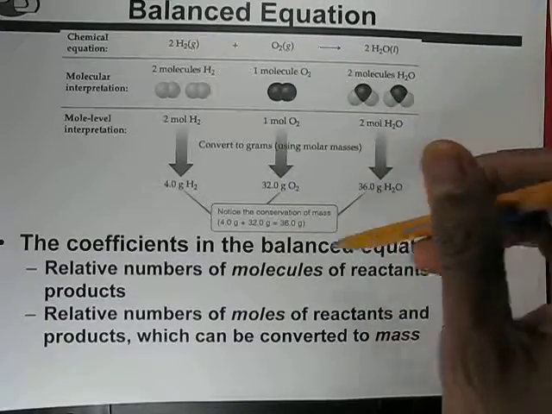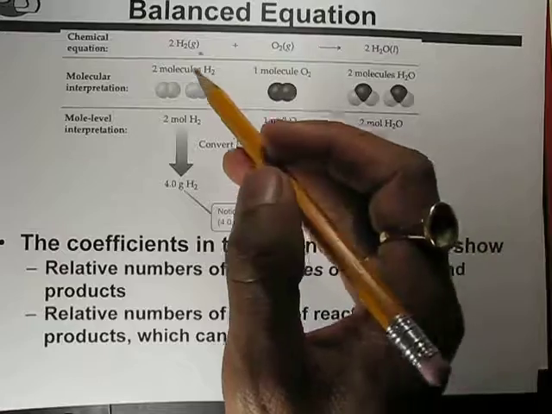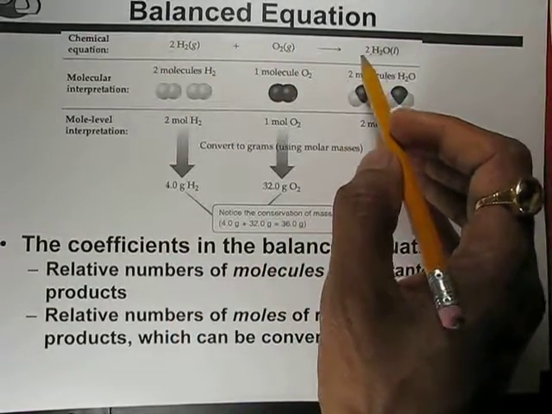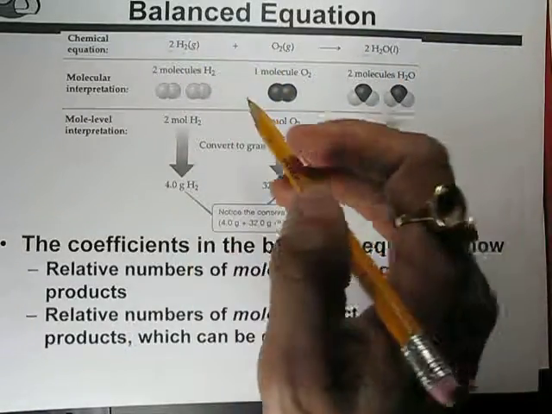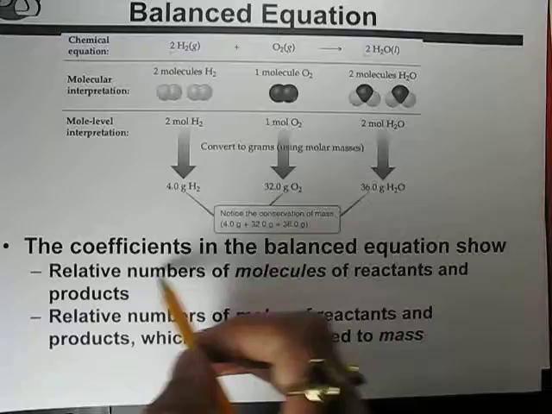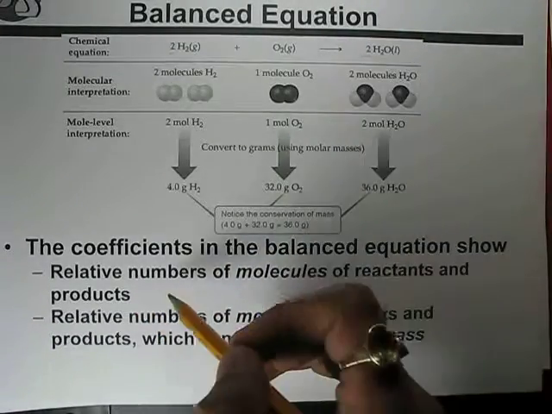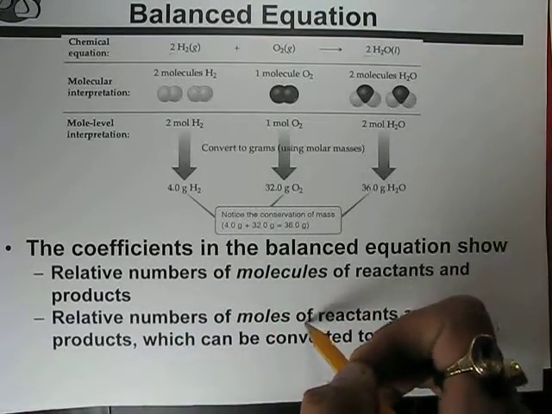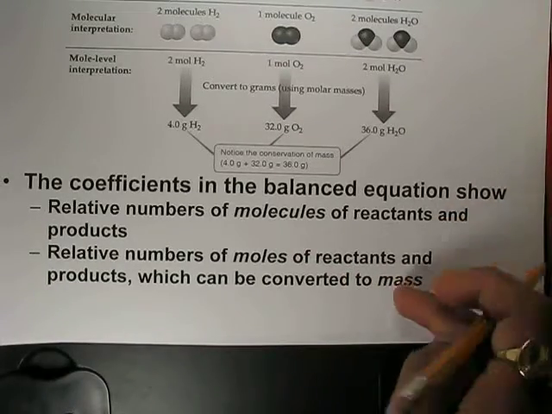So the coefficients in the balanced equation are the first numbers, rather than the subscripts, which are the small numbers after the element. The coefficients in the balanced equation show the relative number of molecules of the reactants and products, and the relative number of moles of reactants and products, which can be converted to mass.